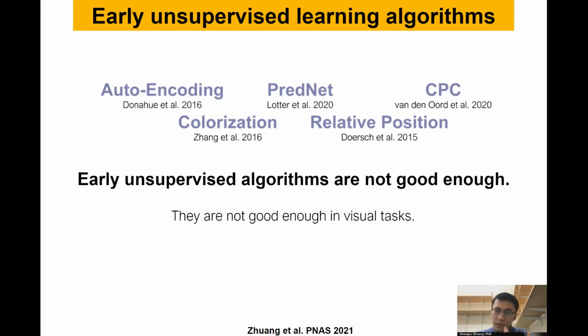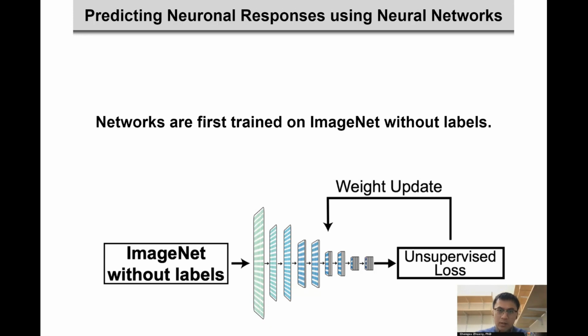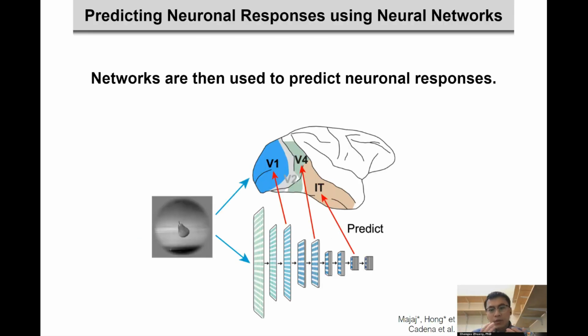They're not good enough in the visual tasks, which I'm not going into detail, but feel free to check my publication on this. More importantly, they are really not good enough to model the visual system. Let me show you what this means. To show this, I will first train these models on ImageNet without the labels using the corresponding loss defined by all these algorithms. After being trained, these networks will then be used to predict the neuronal responses in the non-human primates, including all the three areas I mentioned, V1, V4, and IT in the ventral visual pathway.